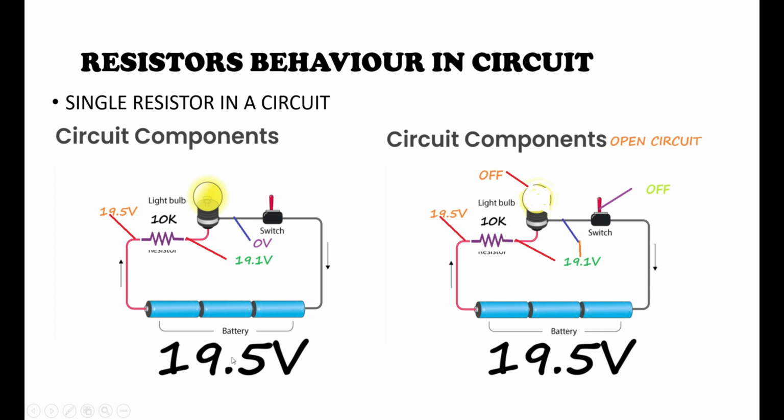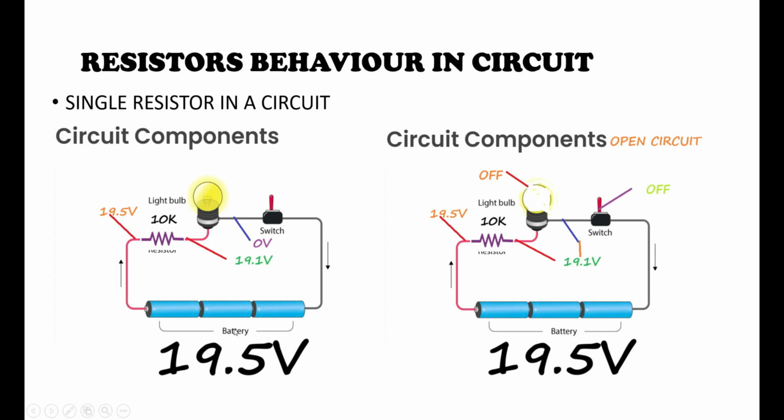See here, 19.5 volts. Any laptop will be using 19.5 volts, usually Windows laptops. One laptop may be a different voltage, but anyway we will consider it as the main source voltage. That one will enter the resistor. Here a 10k resistor has been used. Here is pin number 1 and this one is pin number 2. Pin number 1 is called the source and pin number 2 is called the destination.